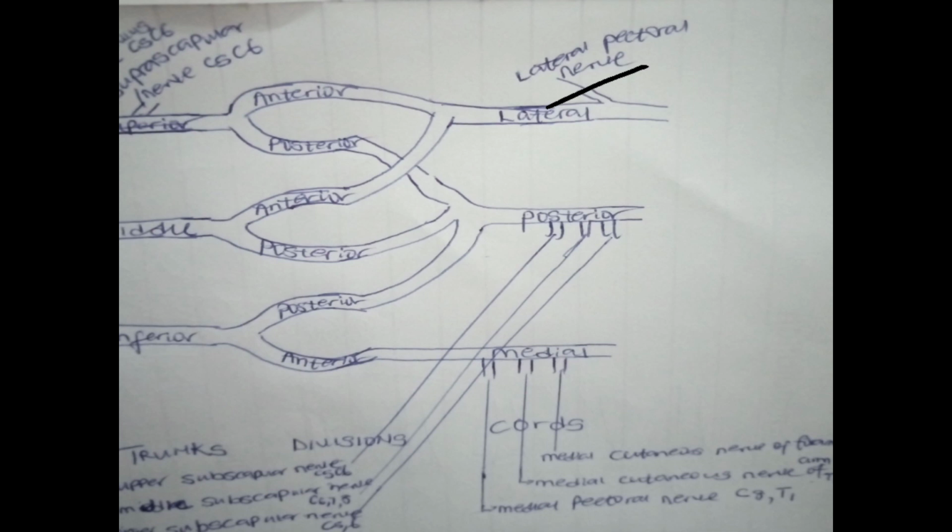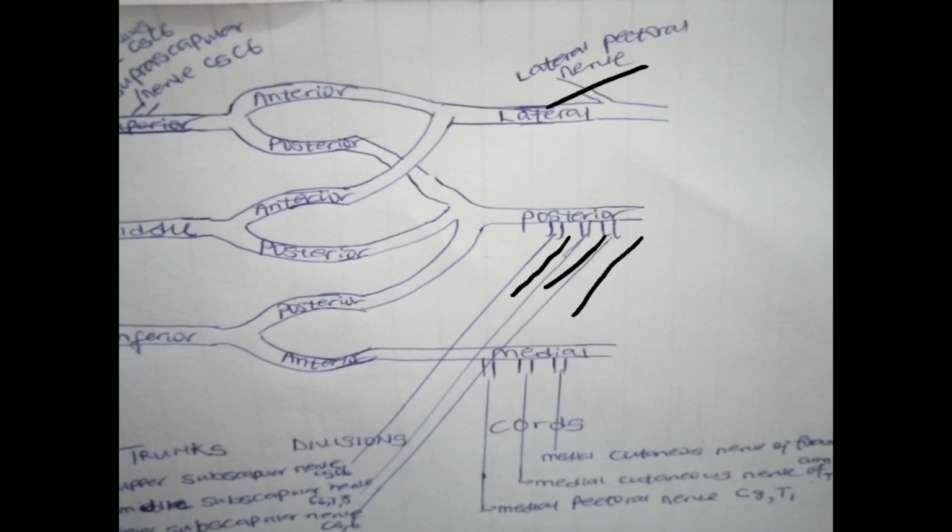I will have from the posterior cord, to my left, the upper subscapular nerve, and to my right we'll have the lower subscapular nerve. These nerves innervate the upper and lower parts of subscapularis respectively. We also have in the middle the middle subscapular nerve or the thoracodorsal nerve. This nerve innervates the latissimus dorsi.